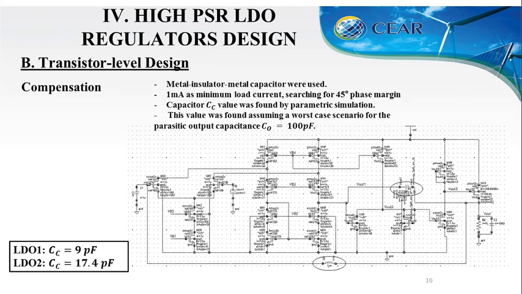This is a figure from Cadence Virtuoso, where we use the compensation capacitor in here, and an ideal inductor to open the circuit. Assuming a worst case scenario, we use an output capacitance of 100 picofarad. Here we can see that the LDO2 capacitor value is almost twice the LDO1.